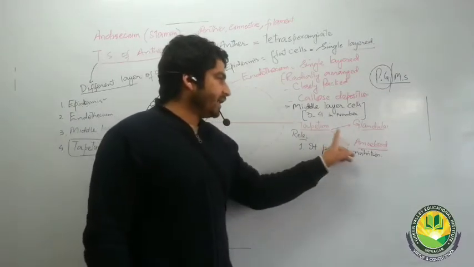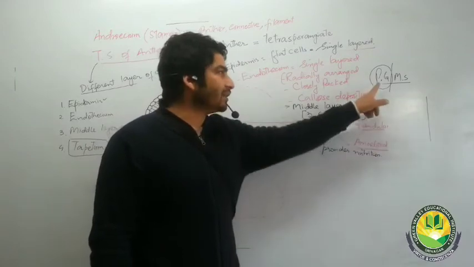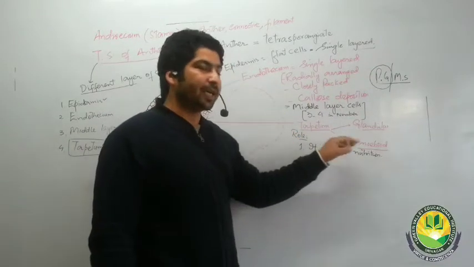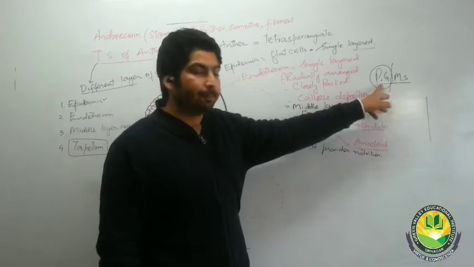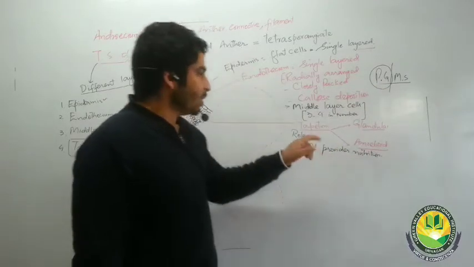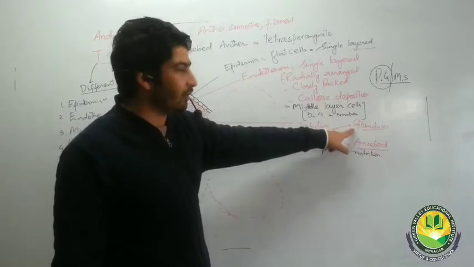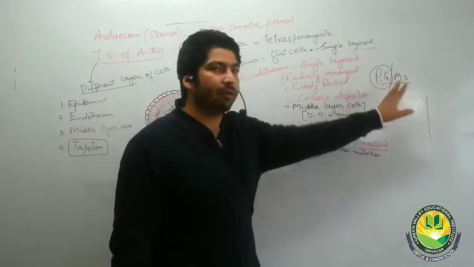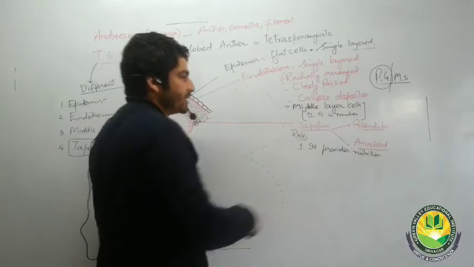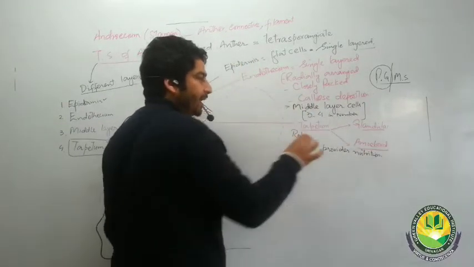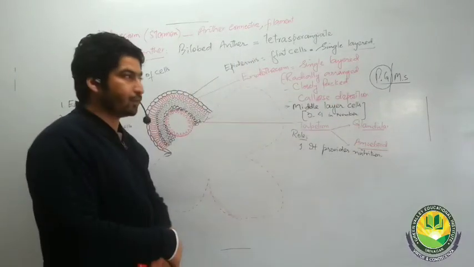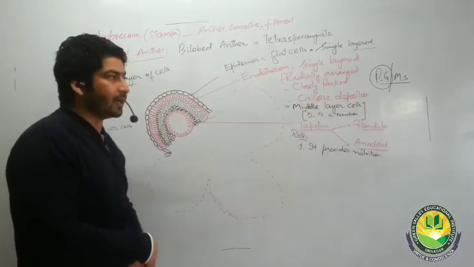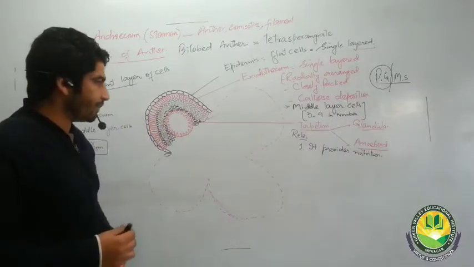Now if this tapetal layer dissolves during the development of the pollen grain or microspore, it means these tapetal cells do not remain there till the complete development of the pollen grain. So this remains there till the complete development of the pollen grain, and this amoeboid tapetum does not remain there till the complete development. That means amoeboid tapetum dissolves during the development of the microspore or the pollen grain, whereas glandular tapetum remains permanently there till the development of the pollen grain or microspore.